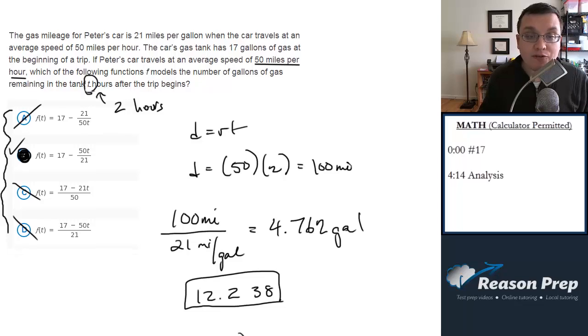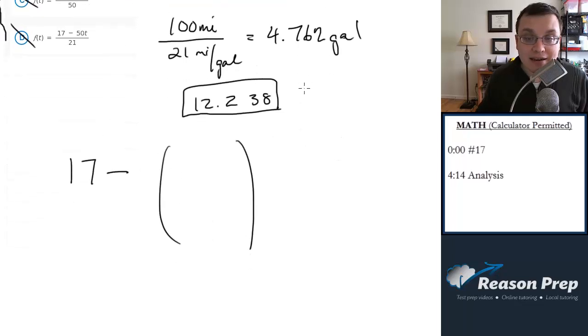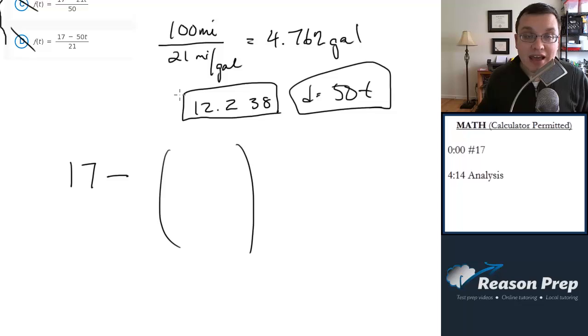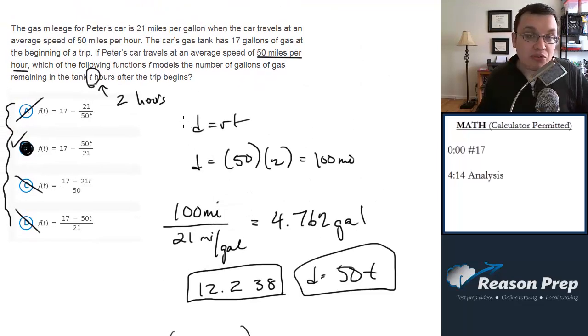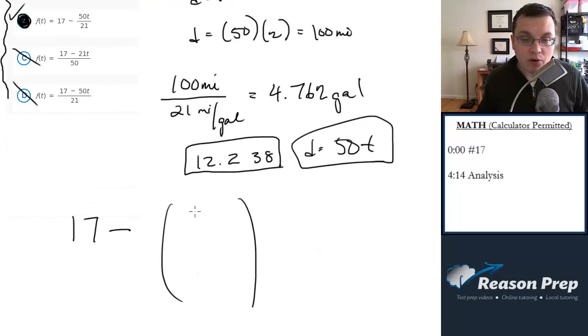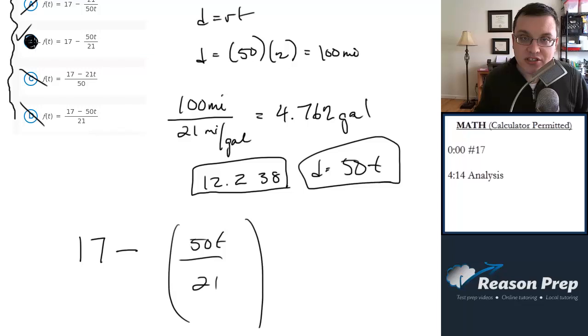Well, we're traveling for T hours at a speed of 50 miles per hour. So I again can find the distance. It's just going to be 50 times T. Now that number of miles, when you divide it by the miles per gallon, will tell you how many gallons you use. So again, we're going to get 50T. We're going to divide it by the 21, and this should tell us how many gallons of gas we use. And note that this matches up exactly with choice B.